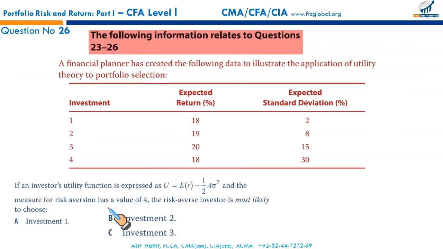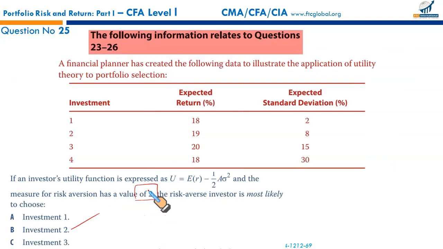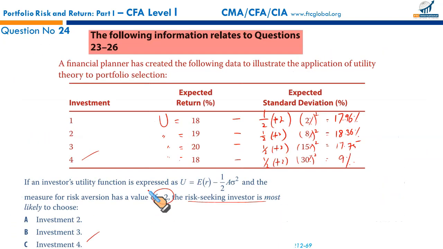Now, here it says, what if the risk aversion has a value of positive 4? So we'll use the same layout. Here we'll just simply replace 2 with 4. 4, 4, 4, and 4. Everything else is the same.